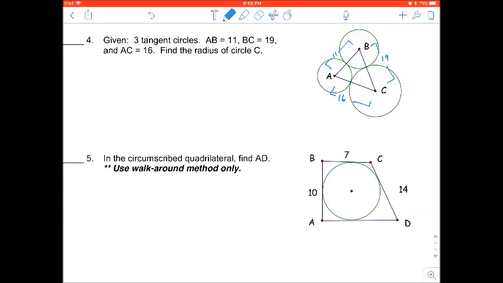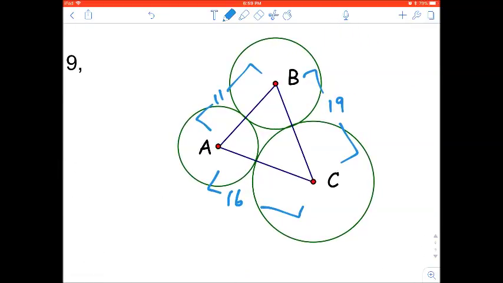These last two examples are walk-around problems. And so in this first one, we have 3 circles externally tangent, and we are given the segments that connect the centers of the circles, and we'd like to figure out the radius of each circle. So pick any circle to start with. I'm going to go ahead and pick circle B and assign the radius to be x. And I'm going to walk around clockwise. You could walk around counterclockwise. You could also walk around from both directions in this example.